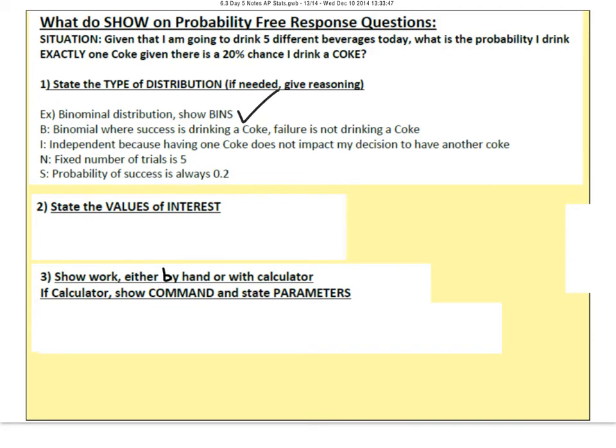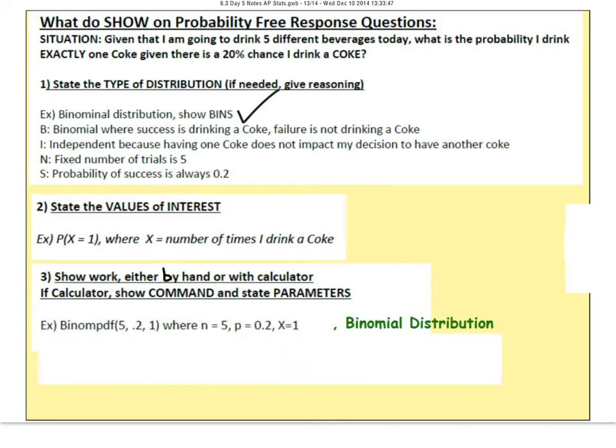Next, state the values of interest. So in this case, I want to know the probability that x is equal to exactly 1, and x is the number of times I drink a Coke, so I'm defining the variable. Okay, show my work or use the calculator. If I use the calculator, I'm just going to put binomial PDF. I'm going to put n, p, and 1. I'm going to define n and p. And I even like to define the x there. I just kind of cover my bases. And I've already said it's binomial, so technically I'm okay from up here. When I do that, the probability that I drink exactly 1 Coke during the day, and only 1 Coke, has about a 41% chance that that will happen.